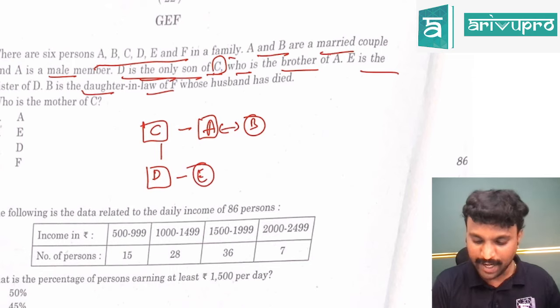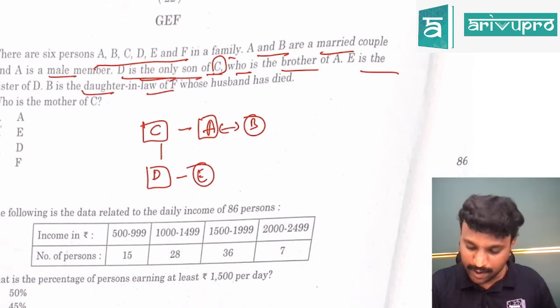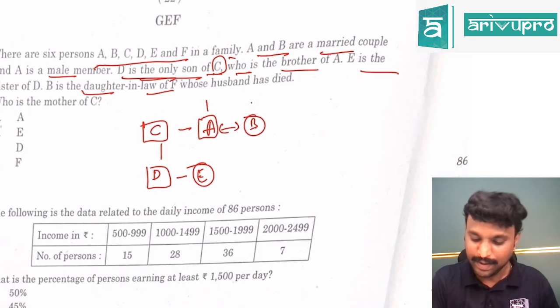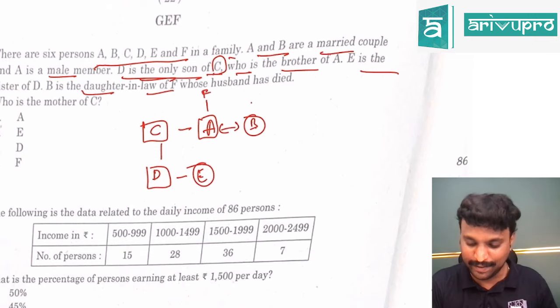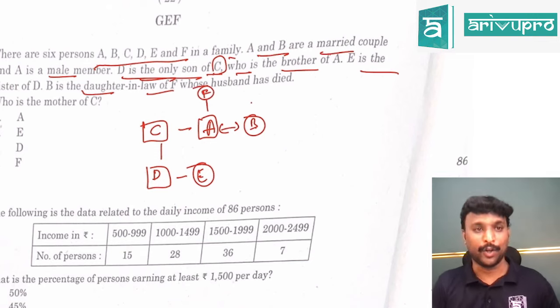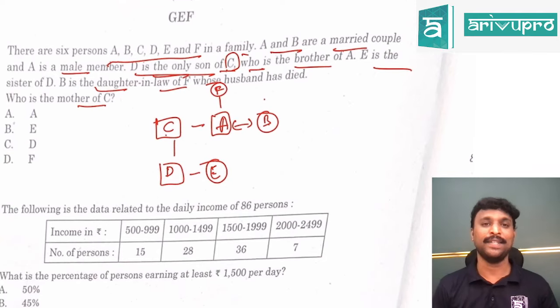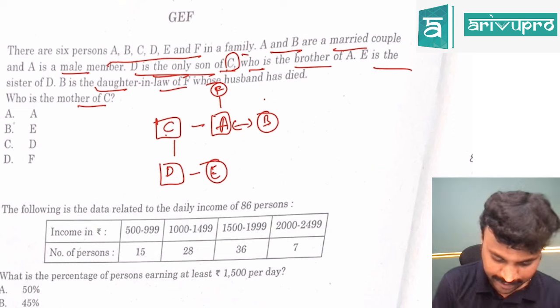So B is the daughter-in-law of F. That means B's husband's parent is F. Whose husband has died? That means definitely F is a female. Now the question is, who is the mother of C? Guys, for A and C, the mother is F only. So F is the answer.